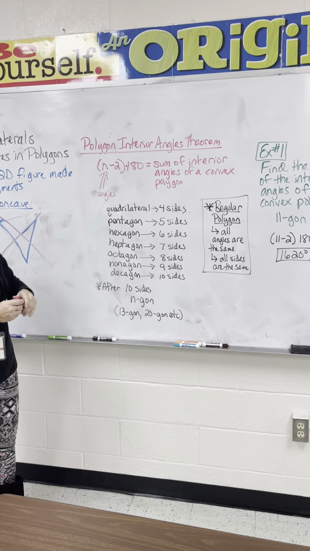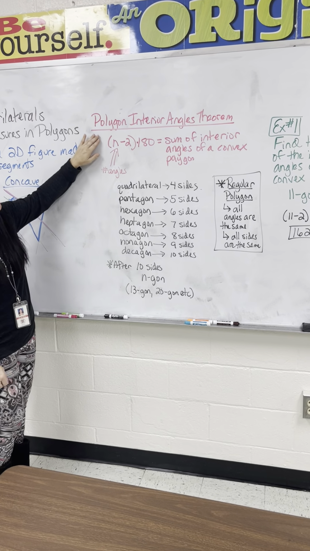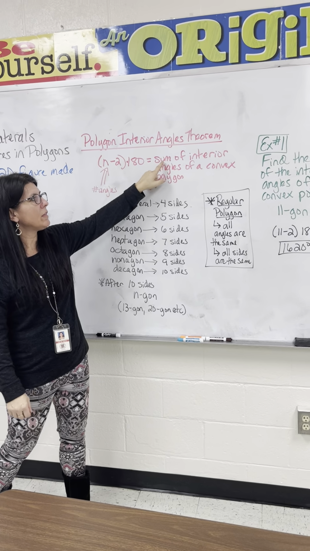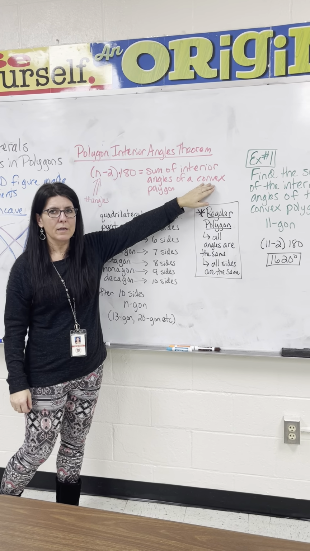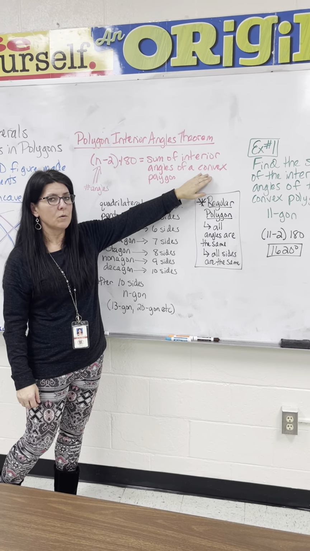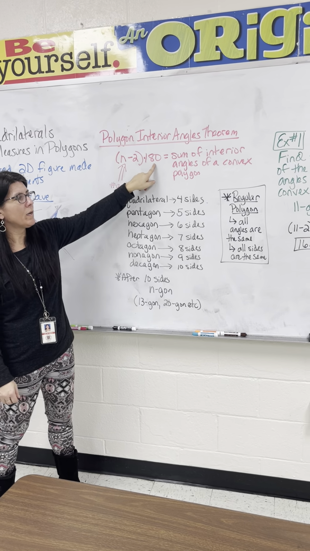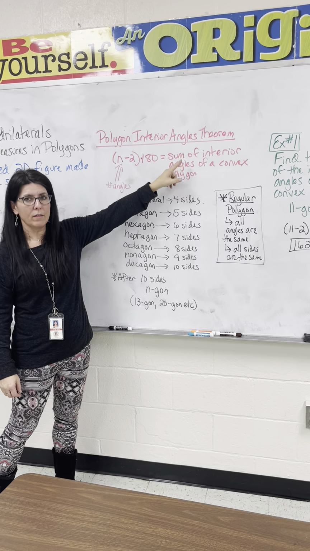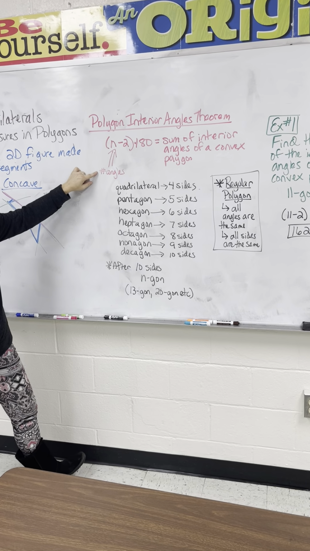One formula I need you to know is the interior angles theorem. This helps you find the sum of the interior angles of a convex polygon. Again, this is going to keep popping up on a lot of things, and I want you to know what that means. So the formula says (n minus 2) times 180 will give you the sum of all the angles. That n is the number of angles, and I'll show you some examples for that.